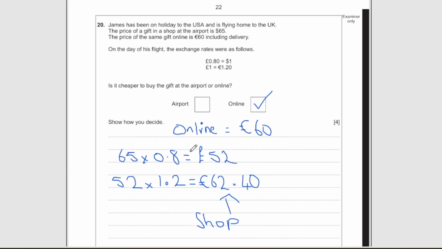Okay, and again, there's other ways you can do this, but this is the easiest way of doing it. The marks come because it's actually rather tricky to get the answers. So the first mark is for indicating this, so that's number 1. That's mark 2, mark 3, and then the fourth mark is for €62.40 and a tick in the online box. If you tick the airport box, then you'll miss out on that mark. You'll only get maximum 3 marks.